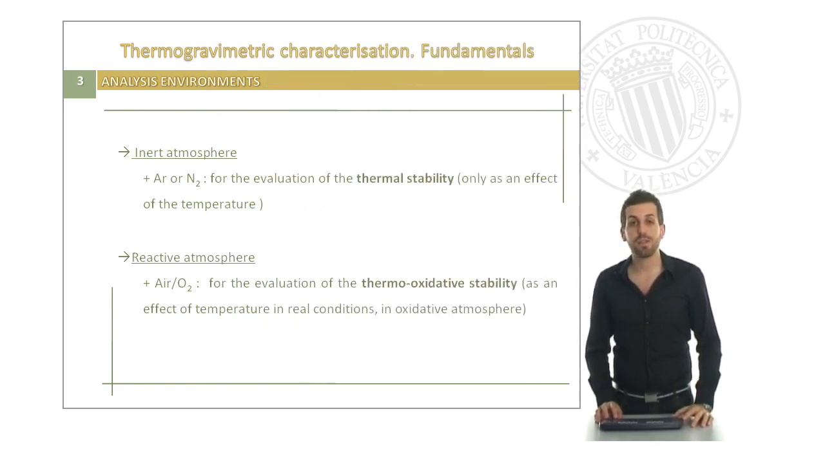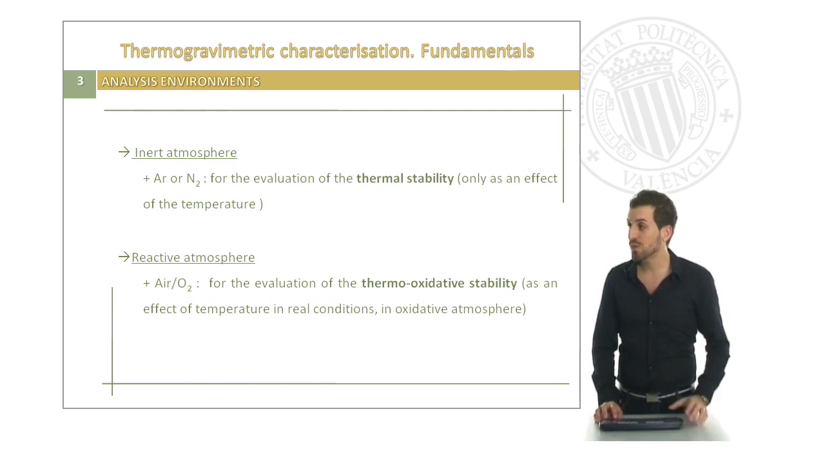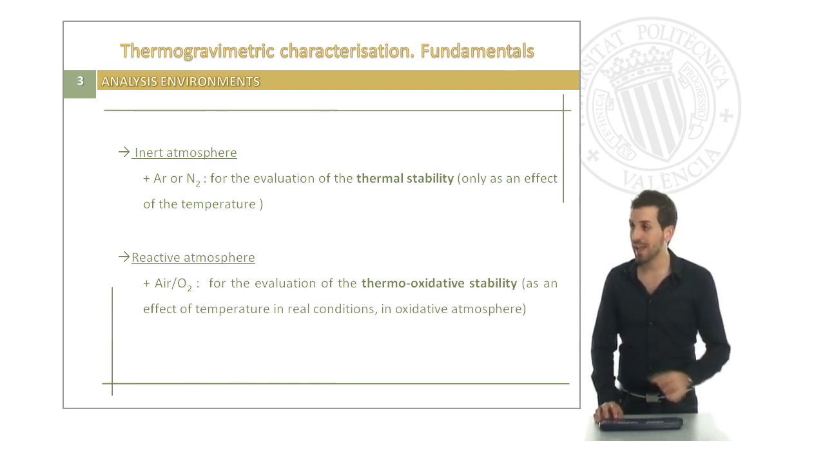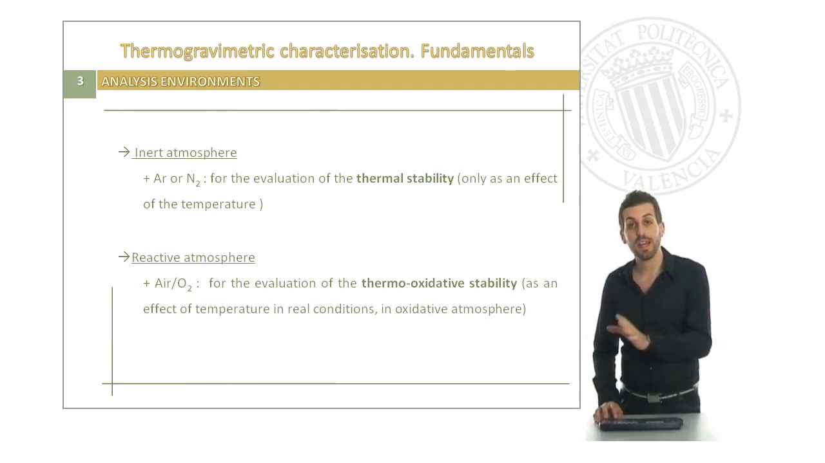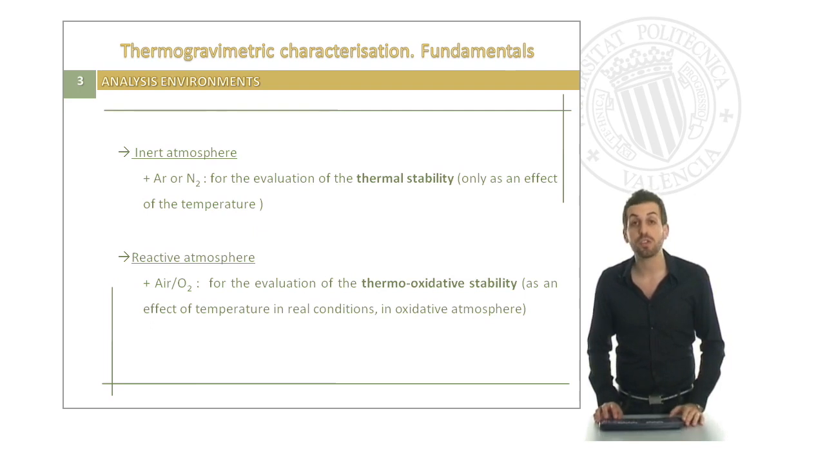Let's discuss the different gases that can be used. If you only want to know the effect of the temperature, it's better to use an inert gas such as argon or nitrogen. But if you want to perform a more realistic experiment, it is good to apply an oxidative atmosphere, and you can use air as well as oxygen, and then you will study the thermo-oxidative stability of your sample.